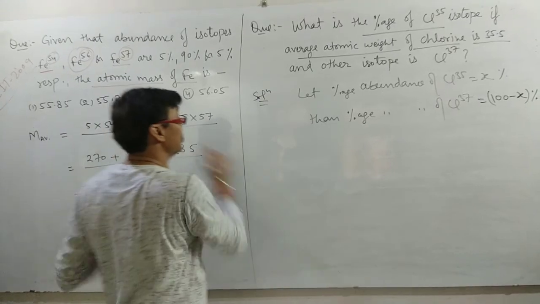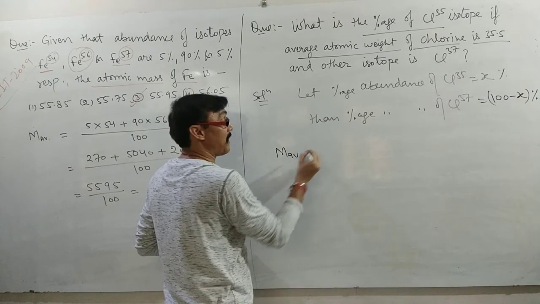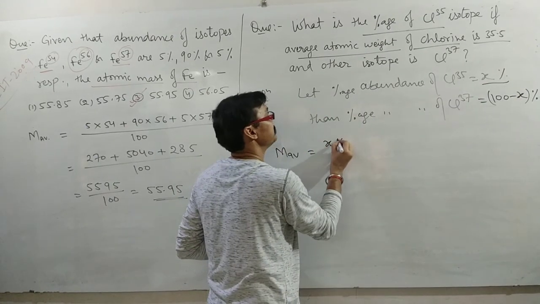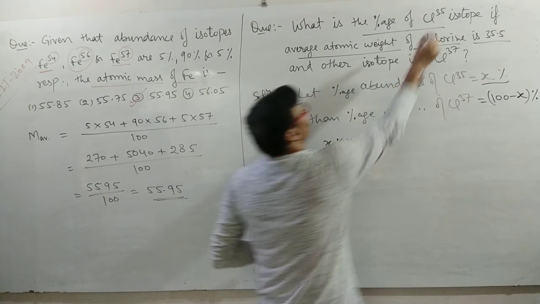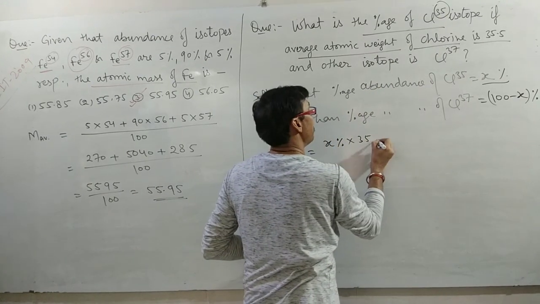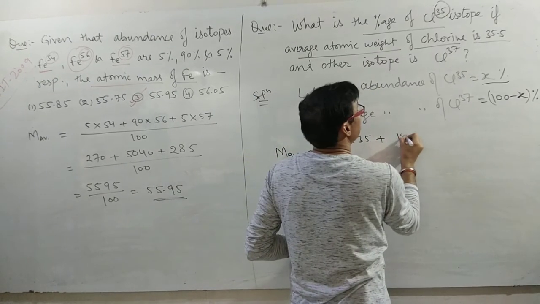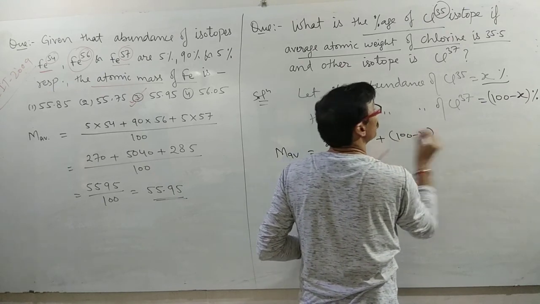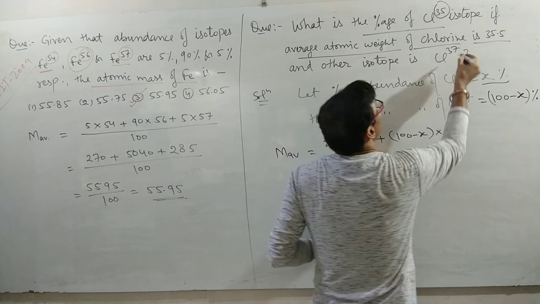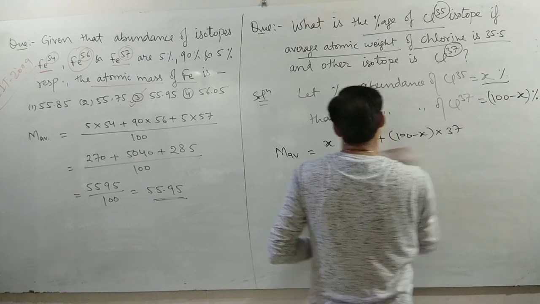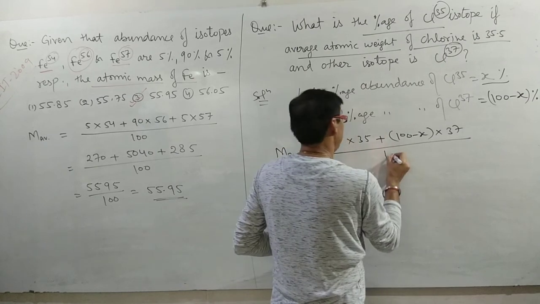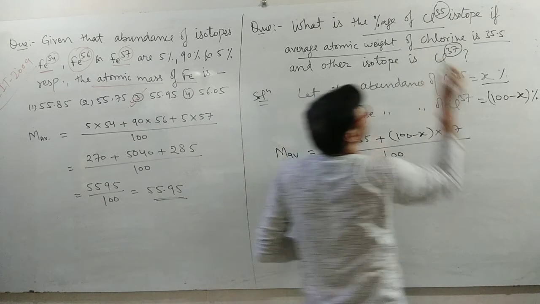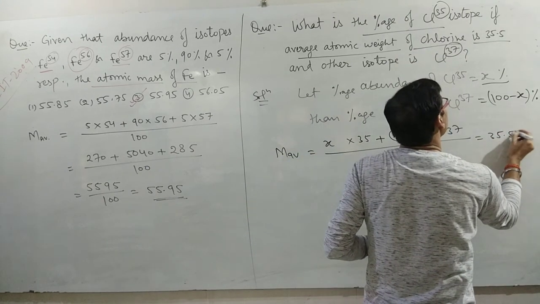So according to the equation, average atomic mass is equal to percentage abundance x percent multiplied by its atomic mass 35, plus percentage abundance of the other isotope multiplied by the atomic mass of that isotope, divided by 100. Average atomic mass of chlorine is given as 35.50.